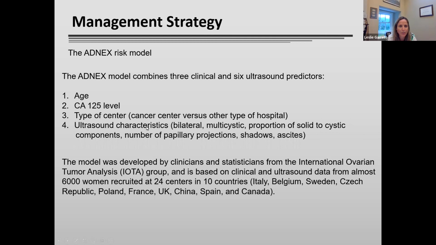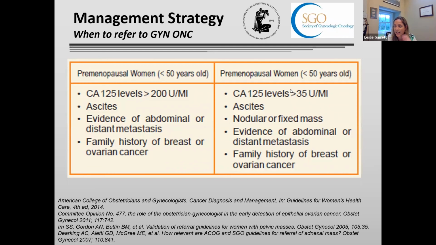And so then what do our societies say? So ACOG, in collaboration with the Society of GYN Oncologists, basically said, okay, if you have a woman who is less than 50, her CA125 is over 200, right? So you have a much higher threshold for younger women to weed out those benign causes of elevation. Anybody with ascites, anyone where there's any evidence of distant mets on any imaging, or if they have a significant family history. So any one of these, you don't have to have 2 out of 3, you would refer to GYN oncology.